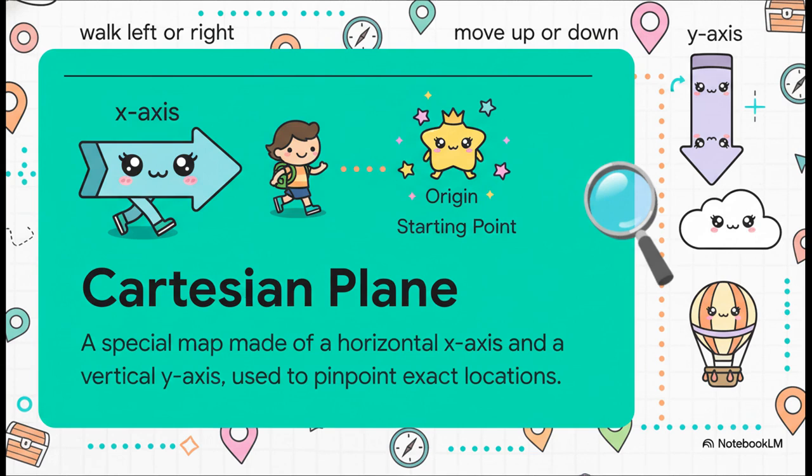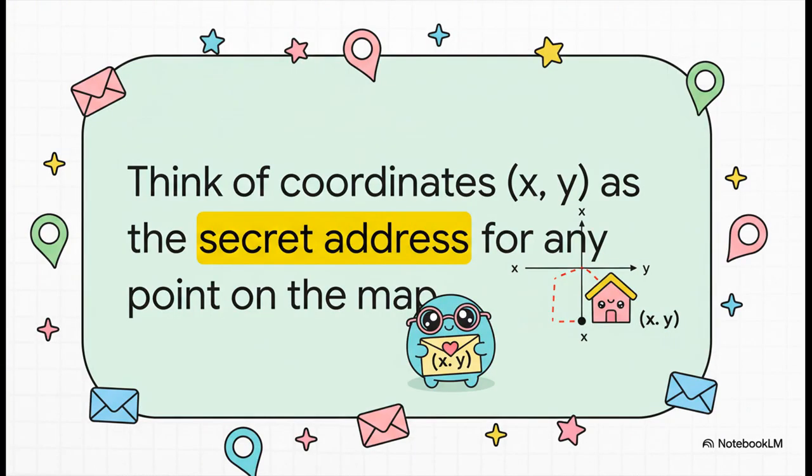That line going side to side, the horizontal one, that's our x-axis. Just think of it as left and right. And the one going straight up and down, the vertical one, that's the y-axis. Think up and down. That spot right in the middle where they cross paths, that's our home base, our starting point, called the origin.